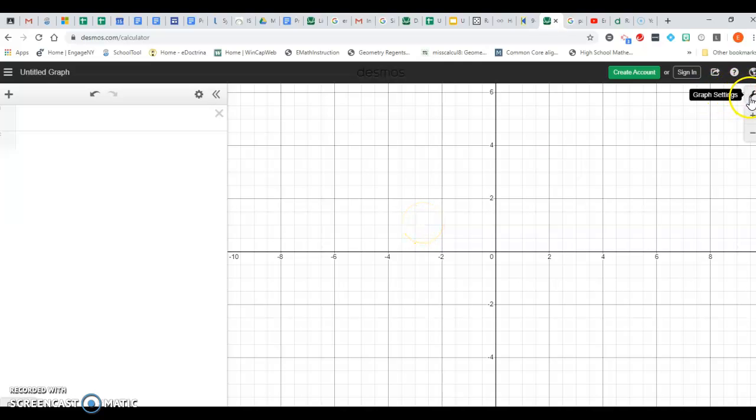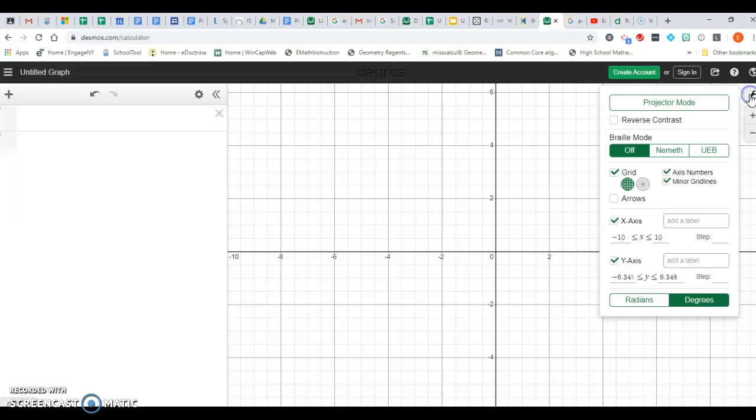So you got to check this little tool setting here, graph settings. And you got to make sure it's in degrees. So if you go to it, it's probably in radians right now. We got to put it in degrees, just like we have to put our calculator in degrees.